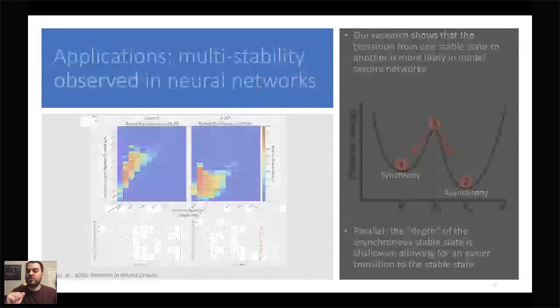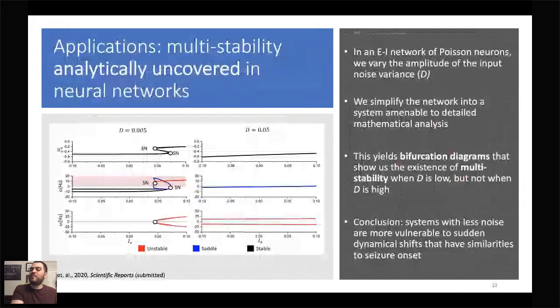The opposite can also be true, where we can use the mathematics to make a prediction about the biological system. So I'm going to go through this pretty quickly here because I'm already running out of time. But essentially, in this work that's currently submitted to Scientific Reports, we have a simple EI network, and we created a network that's simple enough that we were able to use mathematical tools to simplify things down.